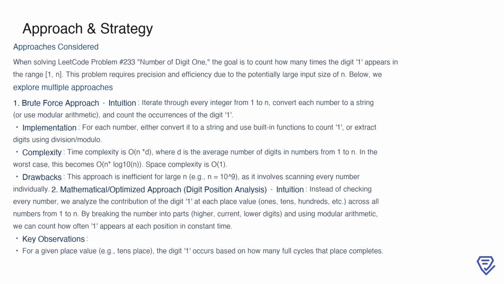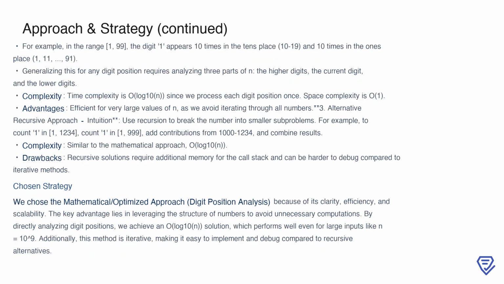To address this inefficiency, we can turn to a more optimized approach: digit position analysis. Instead of checking each number individually, we analyze how the digit 1 contributes at each place value: ones, tens, hundreds, and so on. By breaking the number into higher, current, and lower parts, we can calculate the occurrences of 1 for each digit position using modular arithmetic, achieving far greater efficiency. Now, let's break this idea down further.